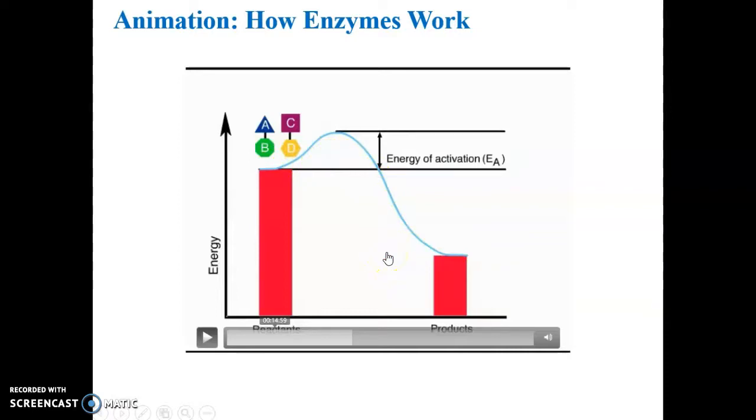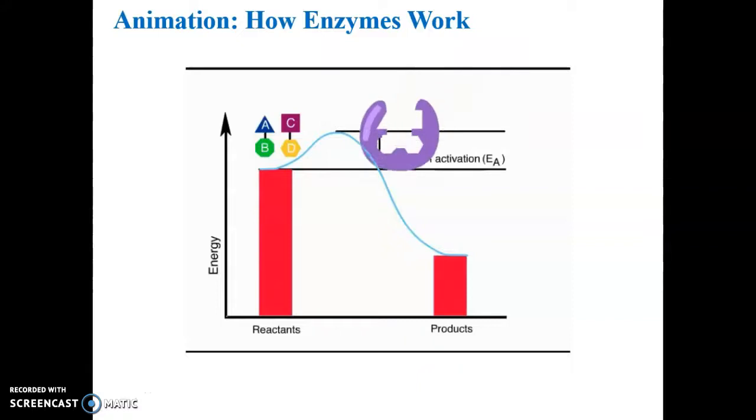How does a living cell overcome the energy barrier so that its metabolic reactions can occur quickly and precisely? A special kind of protein called an enzyme is the answer.